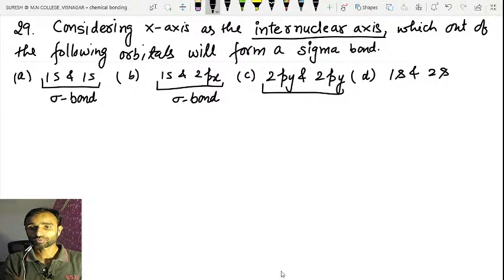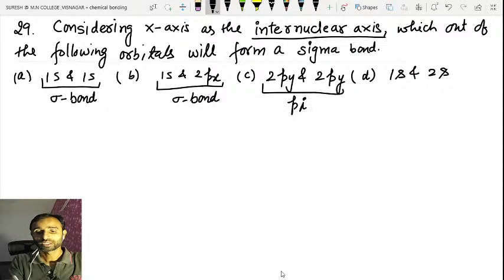2py and 2py. Very good, Siddharth. It is a pi bond because it is not along the internuclear axis. So there is a formation of pi bond. And 1s and 2s, again there is a sigma bond.